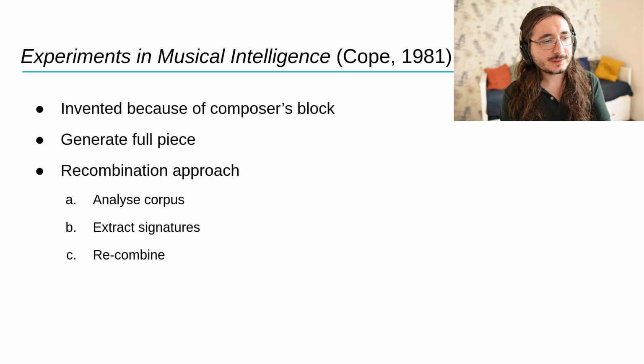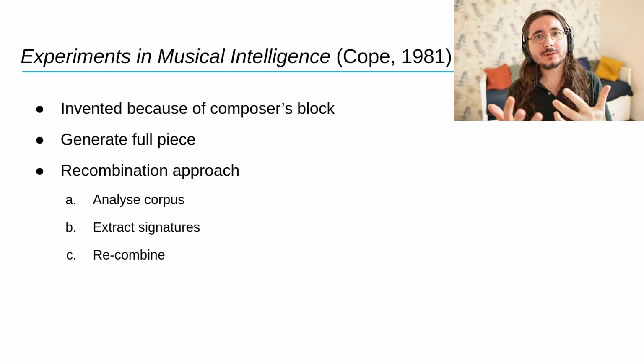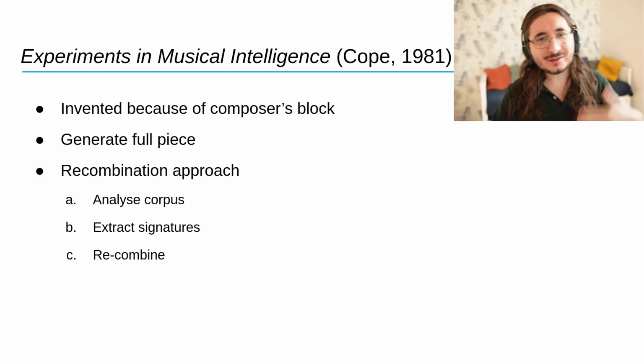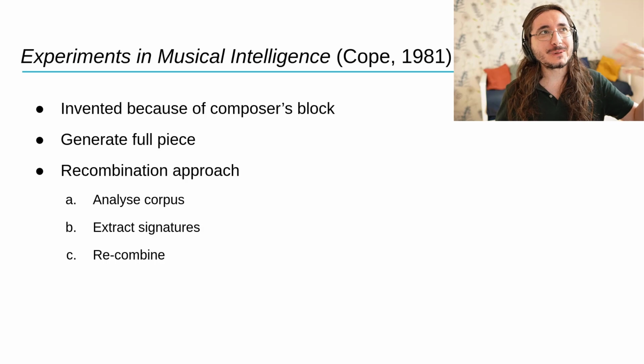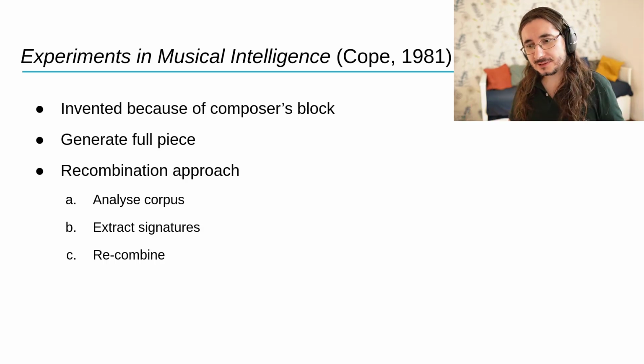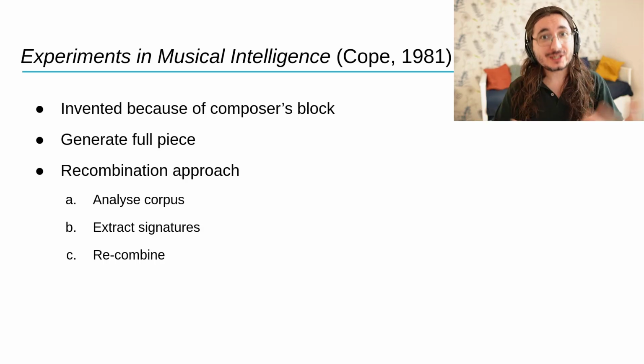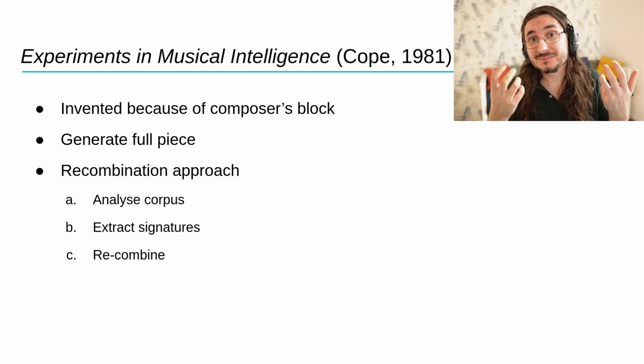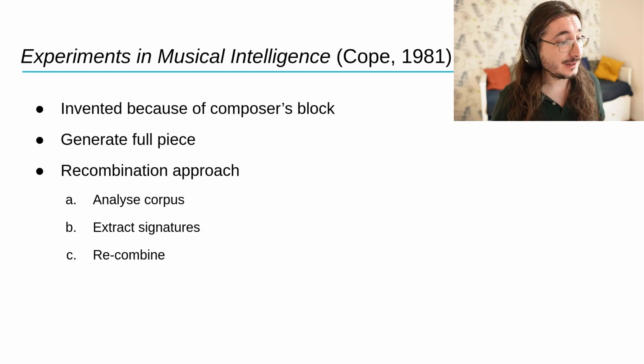This algorithm was developed by David Cope, a composer based in California, in 1981. Cope invented this algorithm because he had a composer's block and he wanted to continue composing music, but he was completely stuck. And so he thought, why don't I create an algorithm that knows about my musical style and helps me create music in my style. And so that was the inception of this idea.